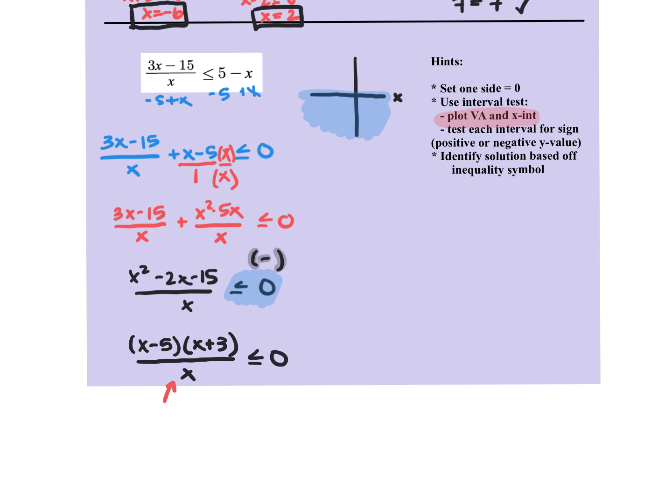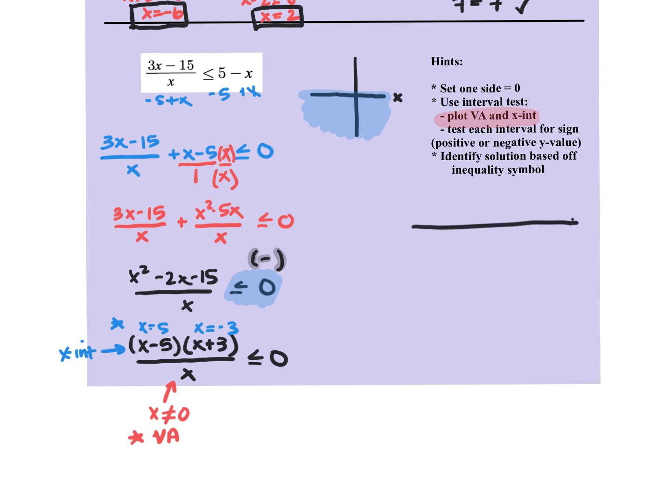Okay, the denominator is what gives me the restrictions. So I know x cannot equal 0. Since there's no matching factor in the numerator, I know that that is a vertical asymptote, and that's one of the values that's going to go on my sign diagram. The numerator is what gives us our x-intercepts. If the numerator is equal to 0, 0 divided by anything is going to be 0, as long as the denominator isn't also 0. So my x-intercepts are going to come from this numerator. We're going to get an x-intercept at 5 and an x-intercept at negative 3. So those are both going to go on my sign diagram as well.